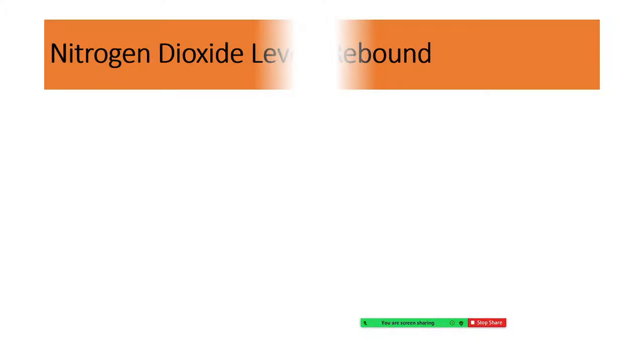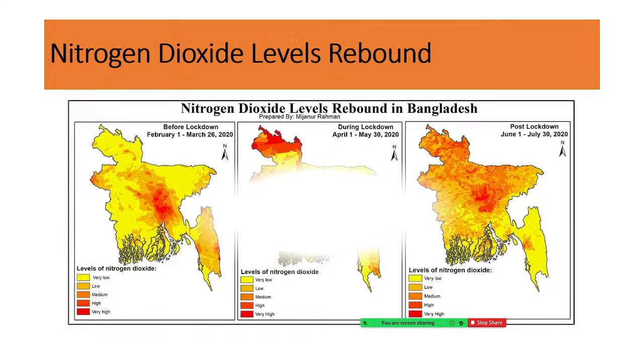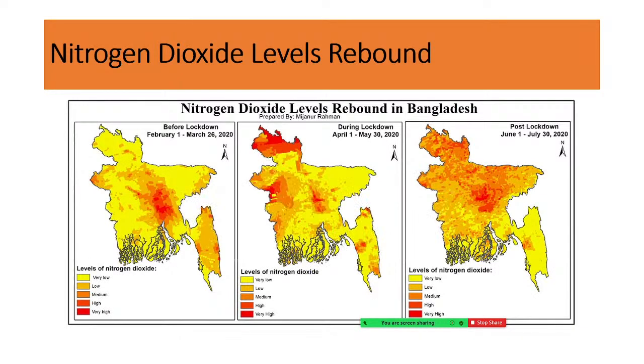You can see this is another example, for nitrogen dioxide levels rebound in Bangladesh. This is another research work of ours, where we observe the nitrogen dioxide level before lockdown for a specific time period, then during lockdown for another specific time period, and post lockdown for another specific time period. So you can also do any analysis like this.